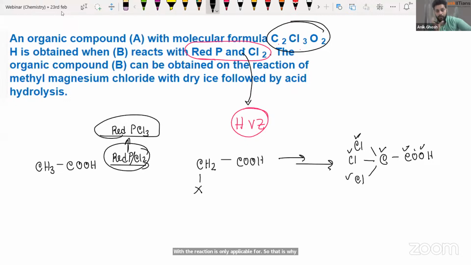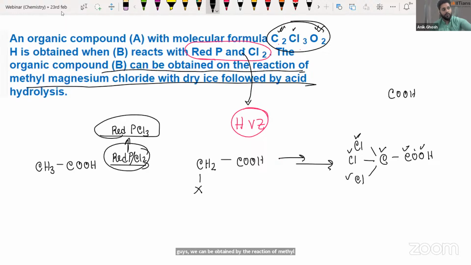Understood? So how do I know that it's a carboxylic acid? Because Hell-Volhard-Zelinsky is only applicable for carboxylic acids. So I knew that it is a carboxylic acid. So all I had to do is add one more carbon, because there were 2 carbons and 3 oxygens. There are 2 oxygens. Now this is another thing, guys. B can be obtained by the reaction of methyl magnesium chloride with dry ice, followed by acid hydrolysis. Yes, we can get this, this is your B molecule, guys, and this is your A molecule.